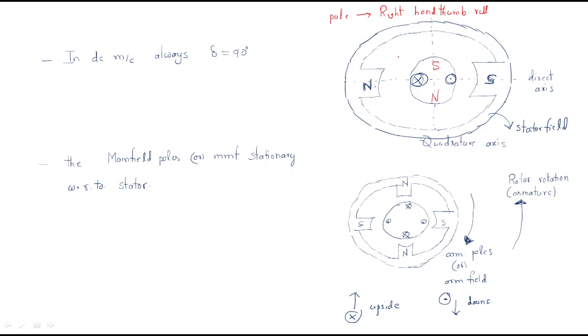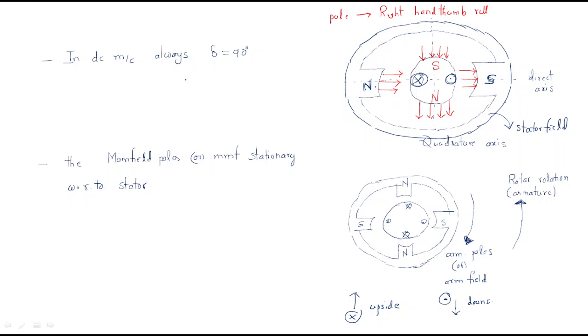So whenever the south pole is like this and the north pole is like this, the flux lines always travel from the north pole and always enter the south pole. That means the north pole emits flux lines and the south pole absorbs them. So these are the emitting flux lines and these are the absorbing flux lines. Just to observe here, in the case of the stator, the north pole emits flux lines and the south pole takes the flux lines.